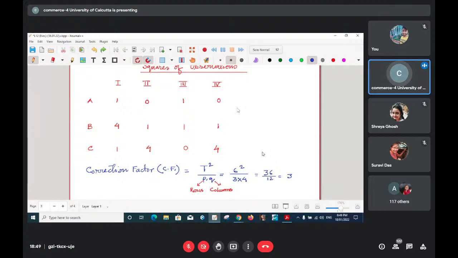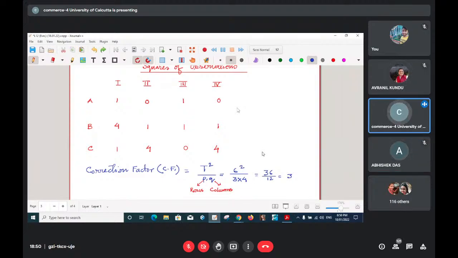So you can see that t value was 6, so 6 square divided by number of rows. How many rows are there? 3 rows are there and 4 columns are there. So my correction factor now becomes 3. Is it clear to all of you? Yes, sir.